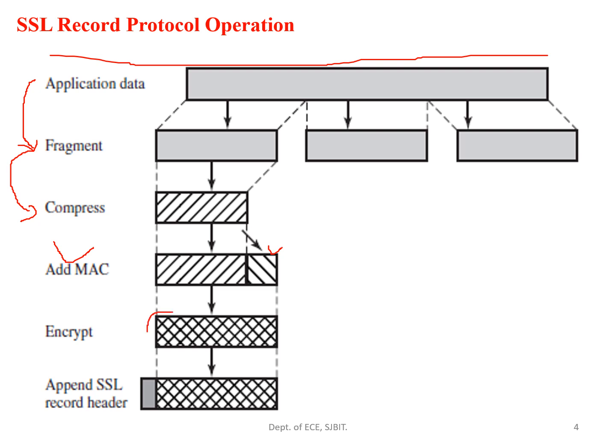For that encryption we are going to use the shared secret key. Then afterwards, append the secure socket layer record header. The header part we have discussed: it has the content type, major version and minor version. So that header part we are going to append at the last stage.